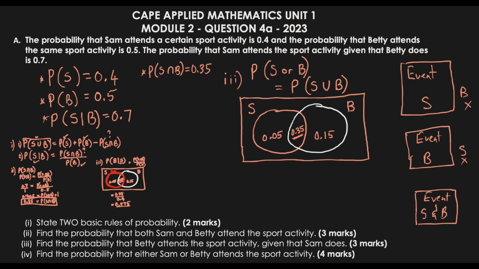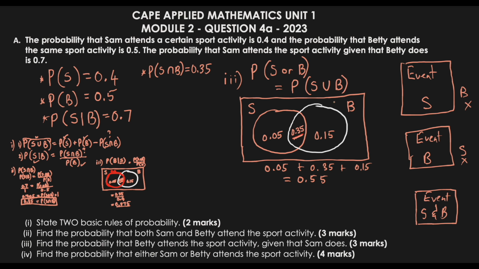So we did the individual sections. This section is 0.05. So if we go 0.05 plus 0.35 plus 0.15, that would give us 0.55. So this covers the probability that Sam or Betty goes. This situation here, because we have it in a Venn diagram. However, let's work it out using the formula as well.